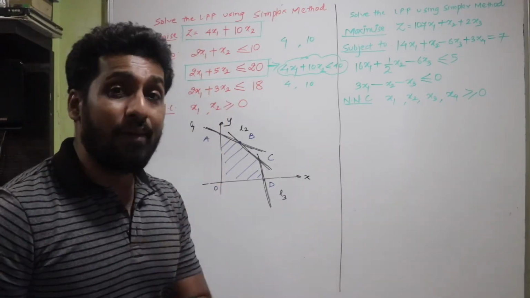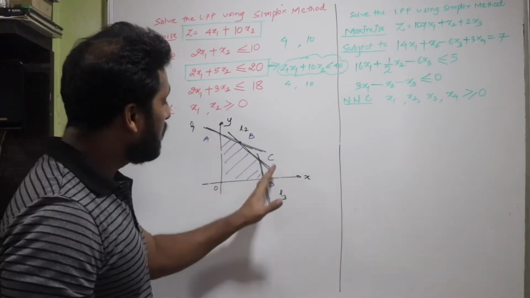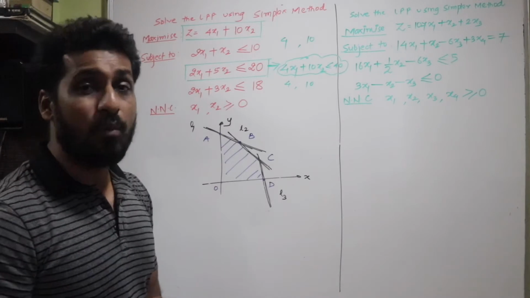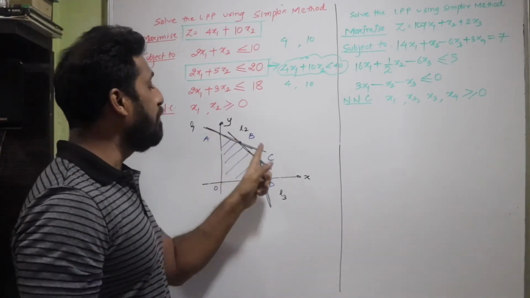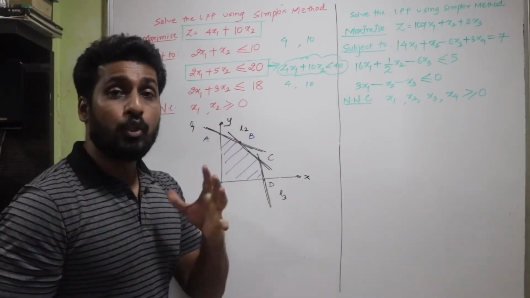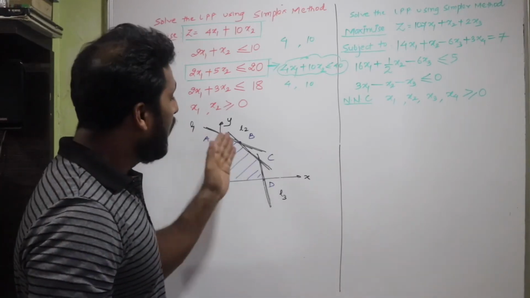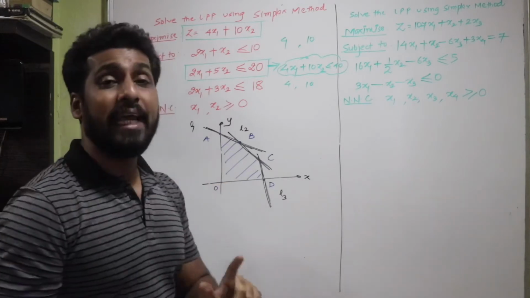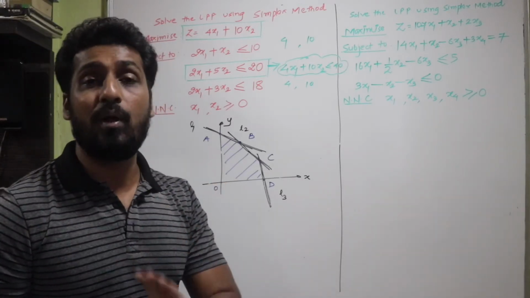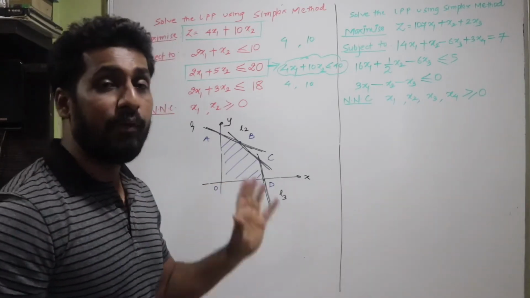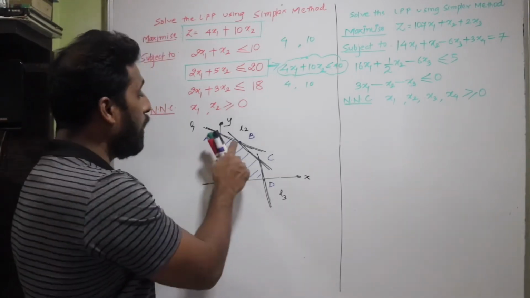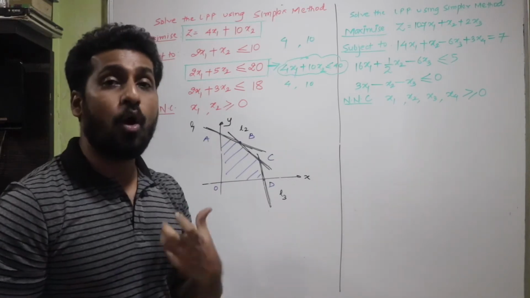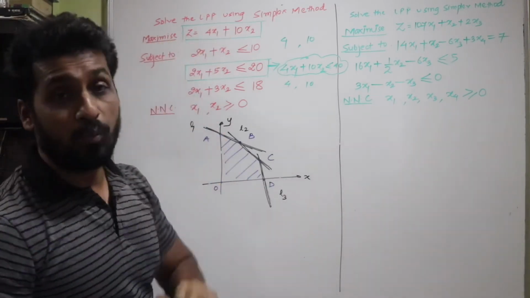Now usually O will not give us the optimum solution. One of the points A, B, C, D will give us the optimum solution. So when only 1 point can give us the optimum solution, then we say the given linear programming problem has a unique solution. Only 1 point gives us the maximum value for the given objective function.